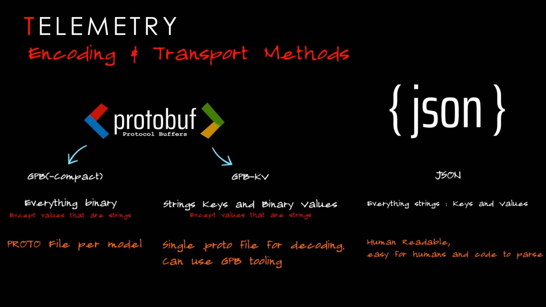GPB was designed for simplicity, high performance, and compatibility. Compared to XML, GPB has 20 to 100 times better serialization performance and is 3 to 10 times more compact. There are two GPB encoding options, compact GPB and key-value GPB. The main difference between the two GPB telemetry formats is how they represent the keys.